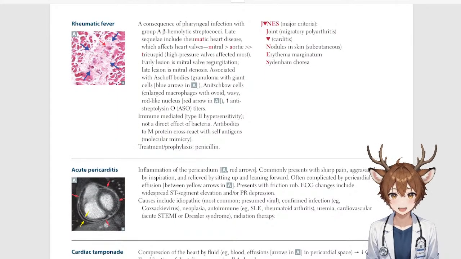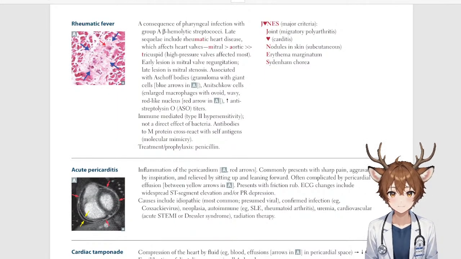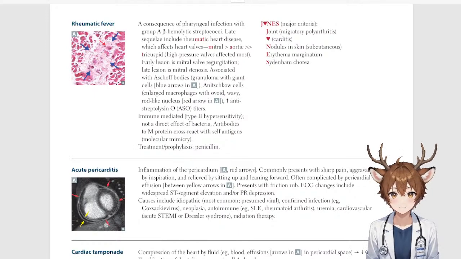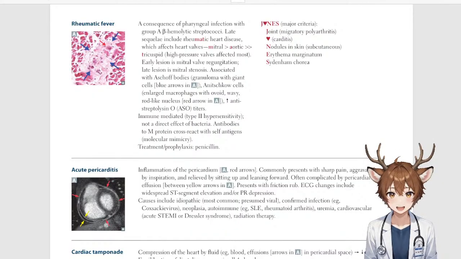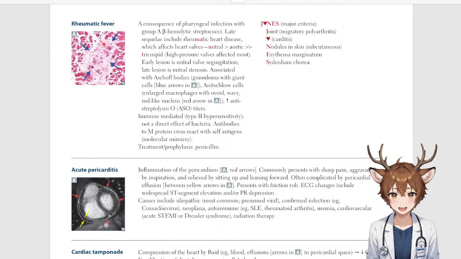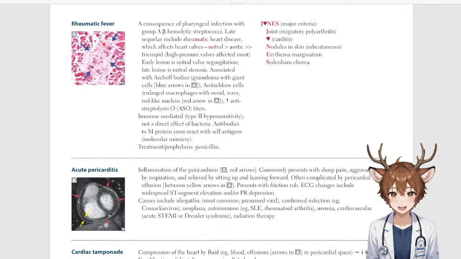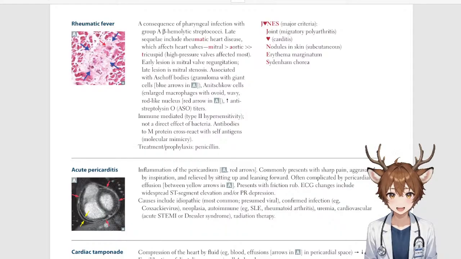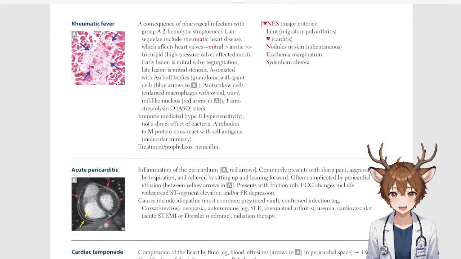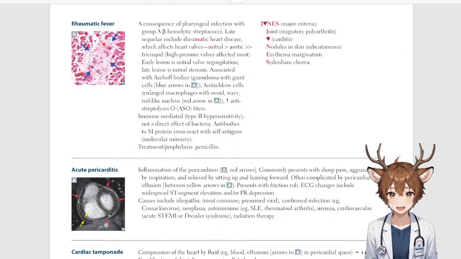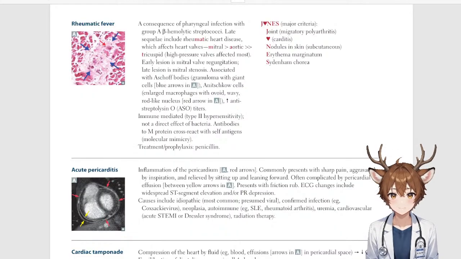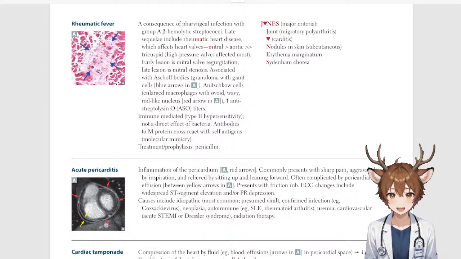Rheumatic fever. Okay, finally we're at rheumatic fever now. Now we're overlapping with what the PDF says. Rheumatic fever, a non-suppurative consequence of pharyngeal infection with group A beta hemolytic streptococci. Late sequelae include rheumatic heart disease, which affects the heart valves. Mitral more than aortic, much greater than tricuspid, which is the high pressure valve affected most. Early valvular regurgitation, late valvular stenosis.